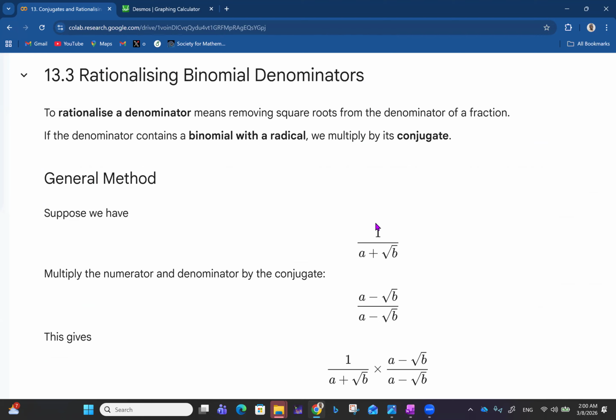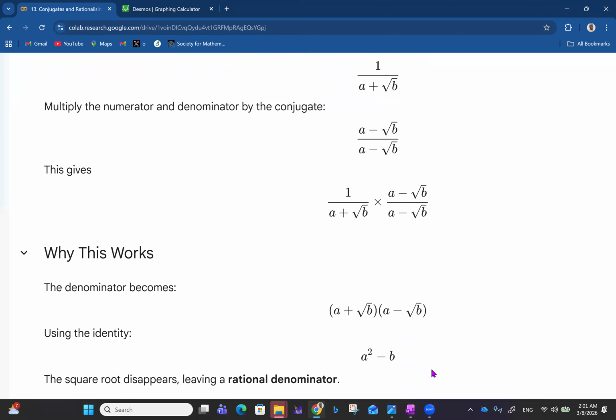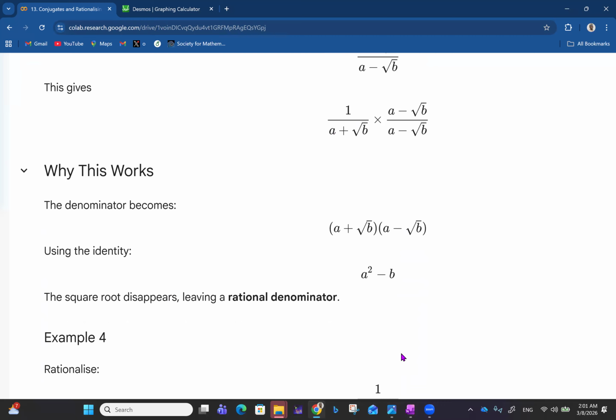So you don't want to tamper with this expression, so you multiply by the conjugate divided by the conjugate, a minus root b over a minus root b, to remove the square root and make sure you have not changed the form of the expression. So you have 1 over a plus root b times a minus root b over a minus root b. Why does this work? The denominator becomes a plus root b into a minus root b, which is a squared minus b. So the square root disappears, leaving a rational number in terms of a squared minus b.